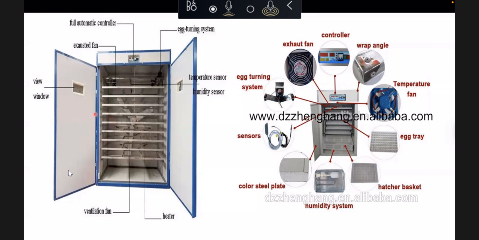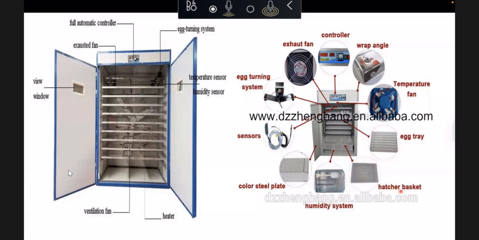These are quite large types of egg incubator, but we have home type egg incubators as well, smaller, maybe capable of hatching 200 or 300 eggs only. So these are called home type incubators. They also have similar equipment, because we need to control the temperature, humidity, airflow, etc. here as well. So we have the controller, we have the fan, we have the egg tray, and we have the hatcher basket.